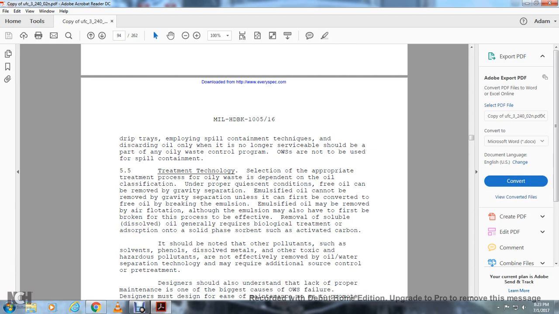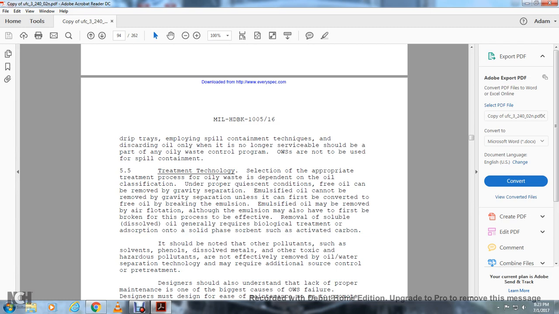Treatment technology. Selection of the appropriate treatment process for the oil wastewater depends on the oil classification and the proper consent conditions. Free oil can be removed with gravity separation. Emulsified oil cannot be removed with gravity separation alone; it can first be converted to free oil by breaking the emulsion.